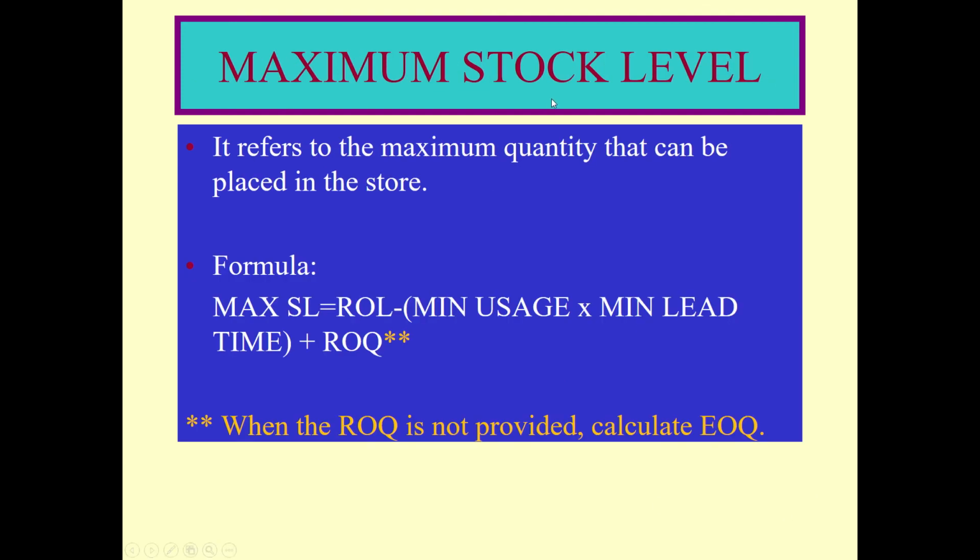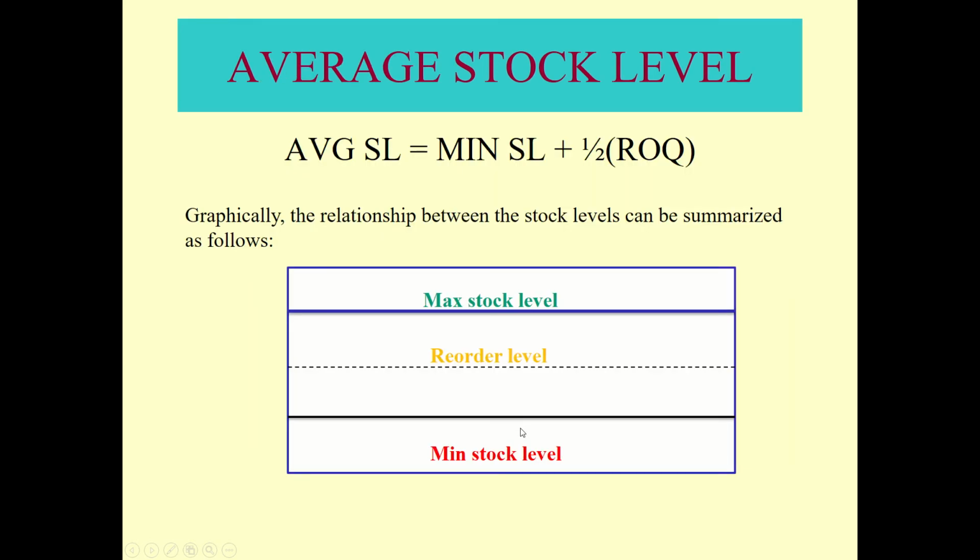Next is maximum stock level. It refers to the maximum quantity that can be placed in the store. This would avoid overstocking, thus reducing the handling cost. The formula to calculate maximum stock level is ROL minus, in brackets, minimum usage time minimum lead time, and then you need to add the amount of ROQ. But when the ROQ is not provided, you need to calculate the EOQ.